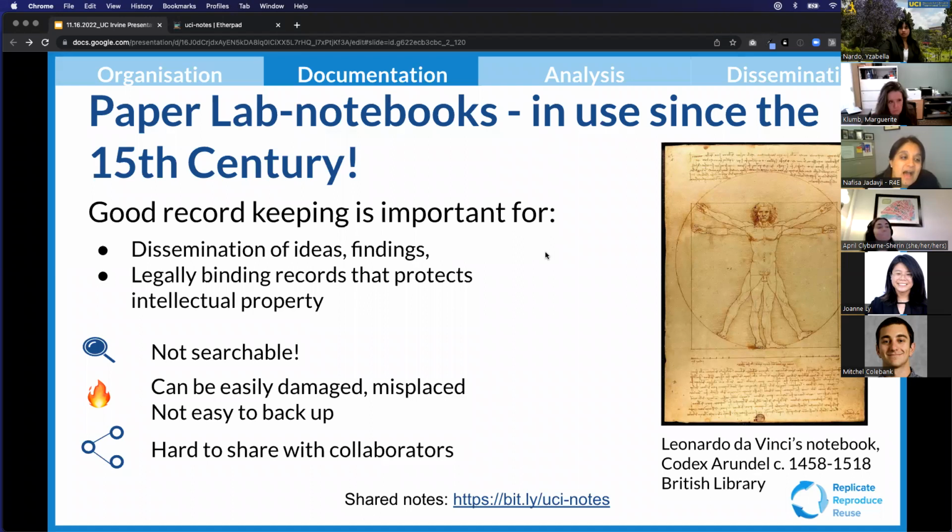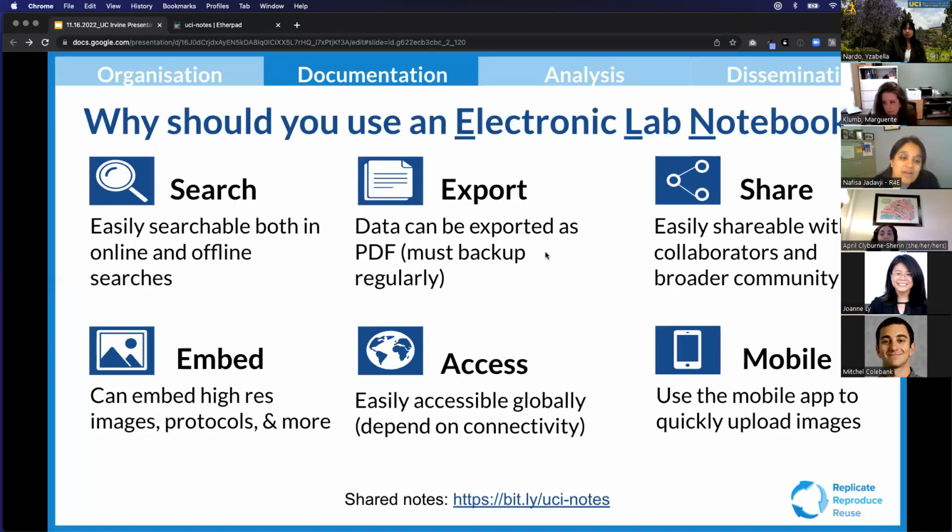Next slide, please. The ELNs, or electronic lab notebooks, provide a way for you to search both online and offline, as well as exporting and sharing data. You can embed figures, pictures, and protocols, and there is global accessibility: if you have a connection to the internet, you can access them from anywhere. Some lab notebooks also have mobile apps, so you can update things on your phone. It makes it really accessible. These are just some of the highlights of what an electronic lab notebook can do.